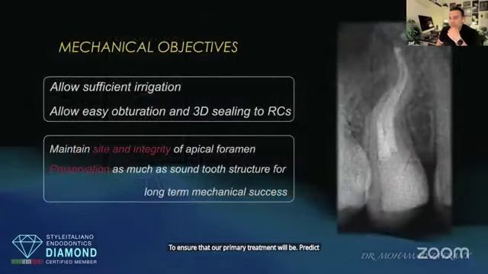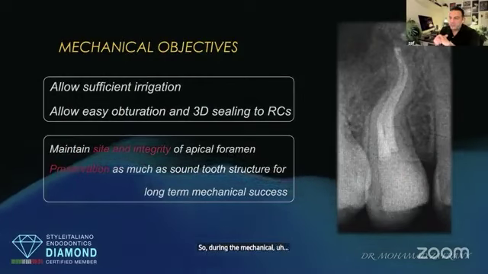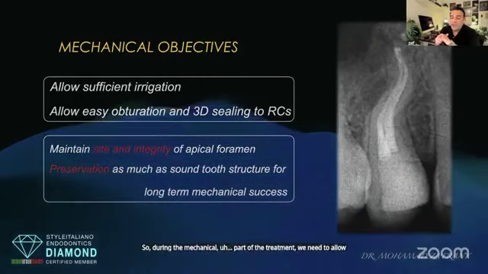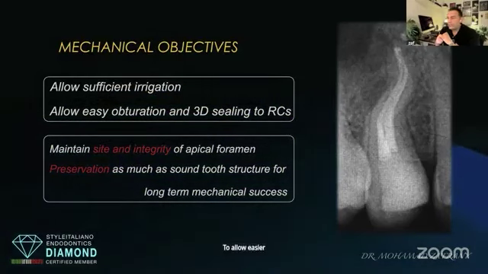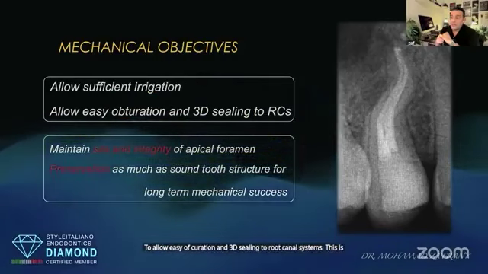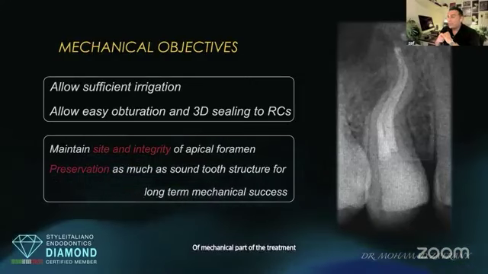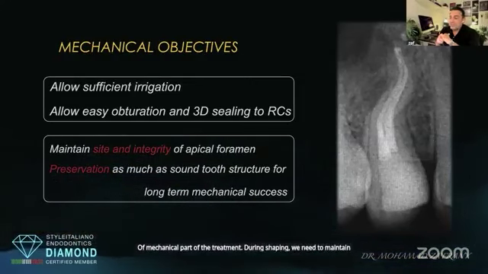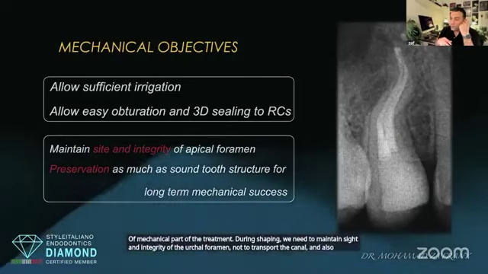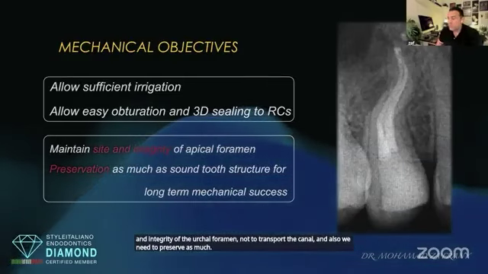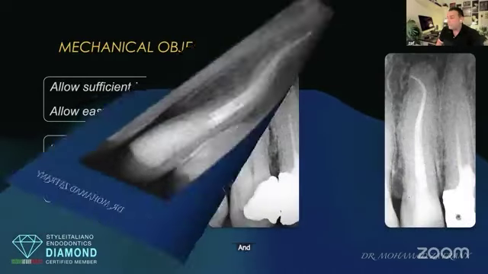So we need to take care during this step to ensure that our primary treatment will be predictable and successful. During the mechanical part of the treatment, we need to allow sufficient irrigation to reach the apex, and also to allow easy obturation and 3D sealing of the root canal system. These are the objectives of the mechanical part of the treatment. During shaping, we need to maintain the position and integrity of the apical foramen, not transport the canal, and also preserve as much sound tooth structure for long-term mechanical success and longevity of the treatment.